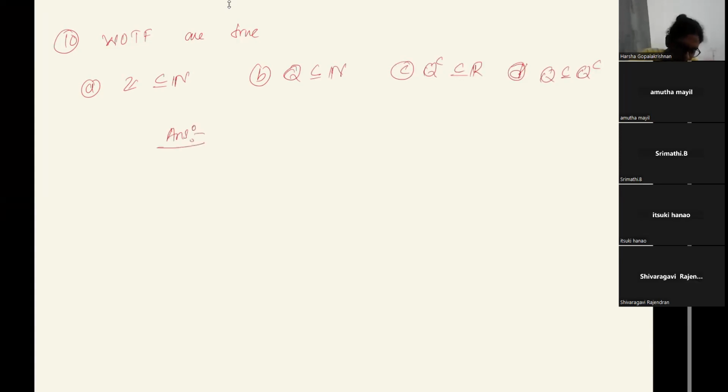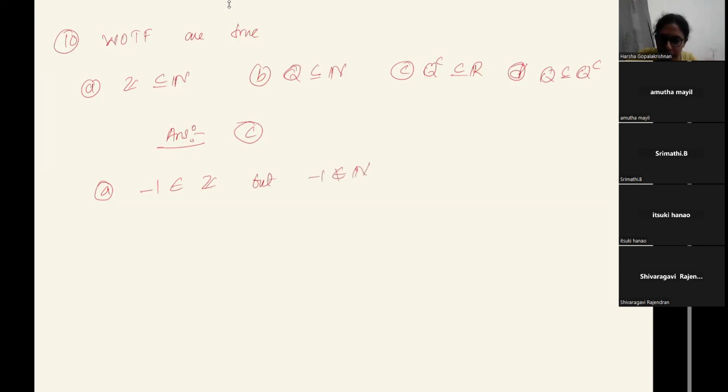Option C, ma'am. Yes, option C is the answer. So let's go through each option. Z is not a subset of N. What is the reason? Ma'am, Z is the collection of integers and N denotes natural numbers. So we can say that N is a subset of Z. Because Z contains more elements than N. The element which is not in N is also contained in Z. For example, -1 belongs to Z, but -1 is not in N.